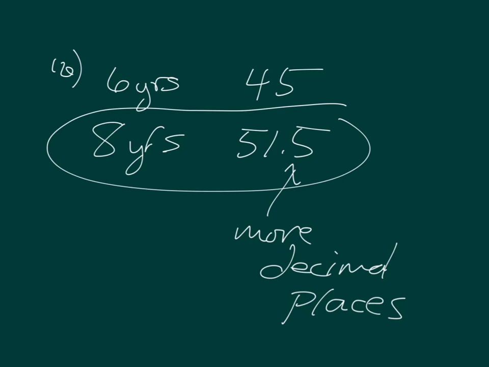Question 16 refers back to the table that you had on your handout. It says which one's more precise at 6 years old or 8 years old. And in this case, it was 8 because it had more decimal places.